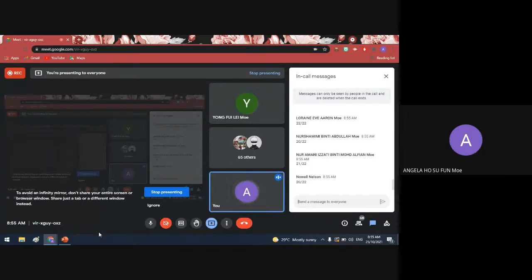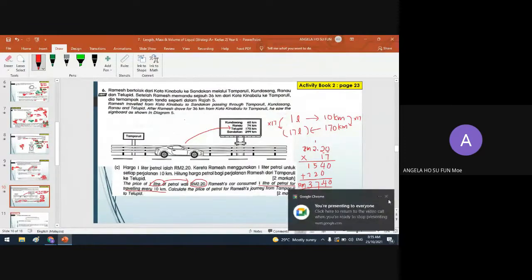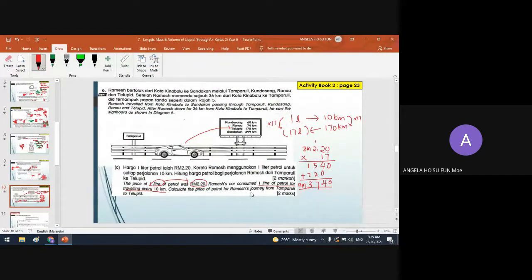Okay. So you keep on trying to type your marks there. Maybe teacher will proceed with this hands-on activity for a while.